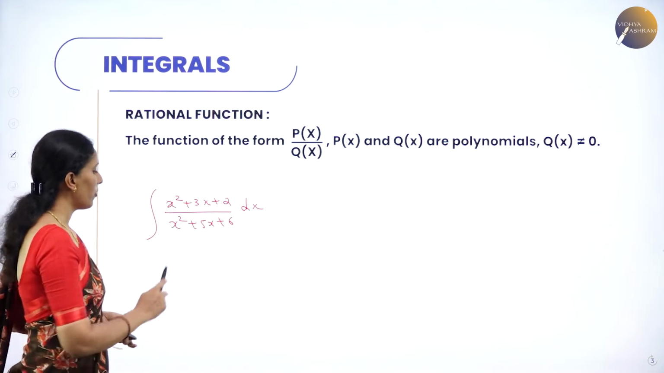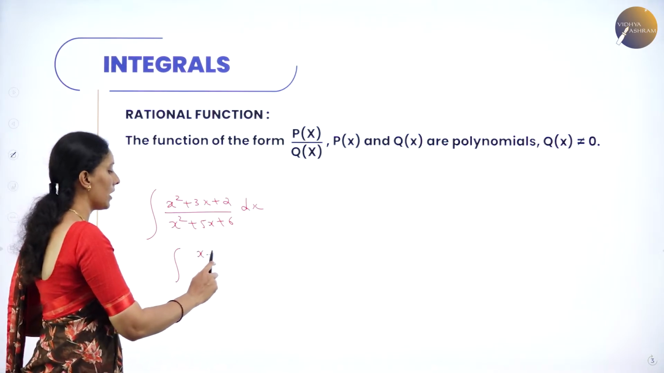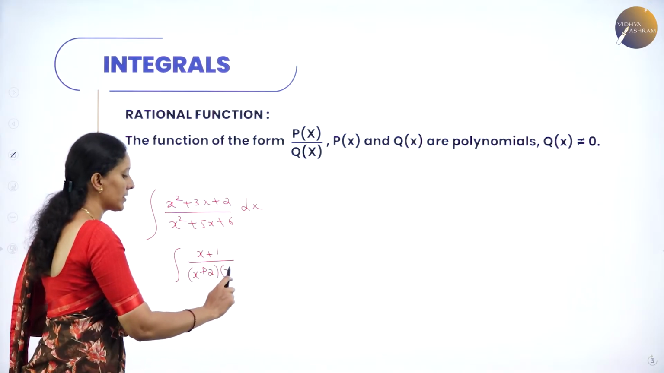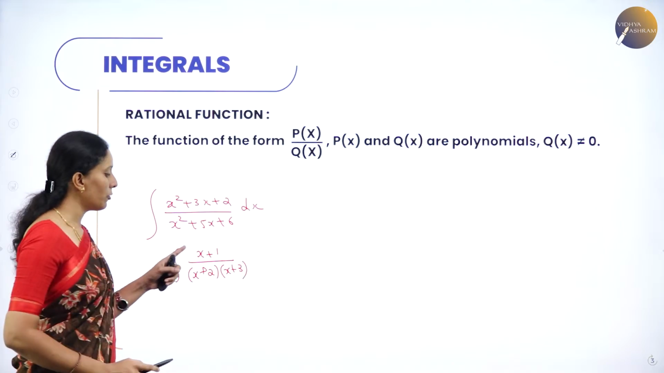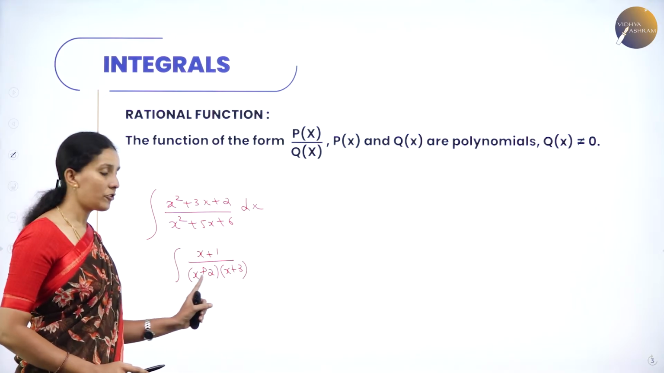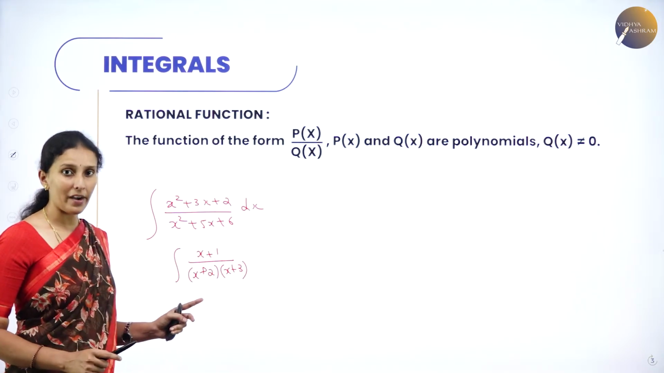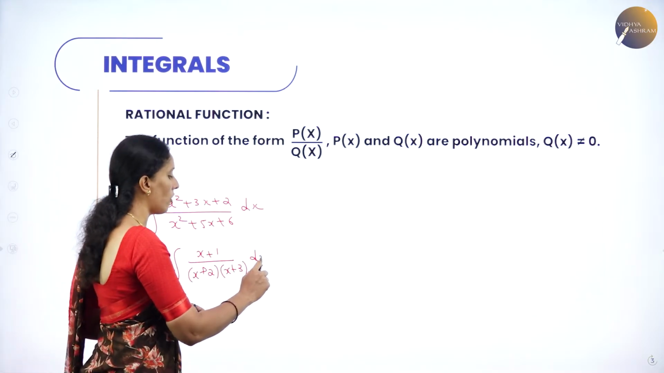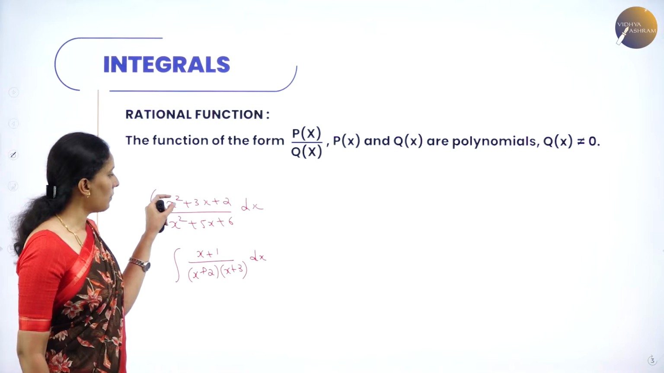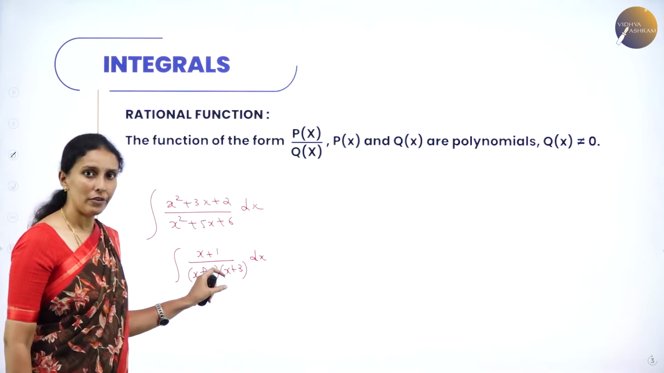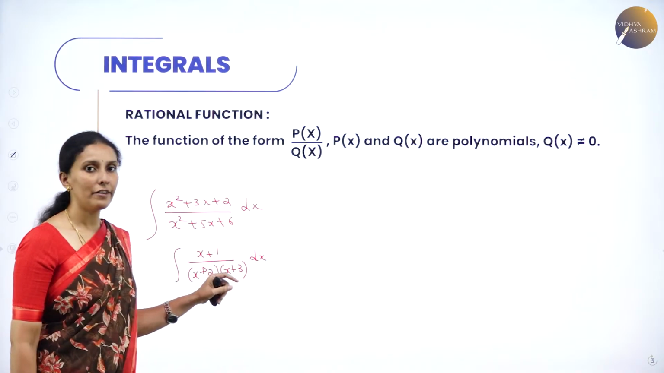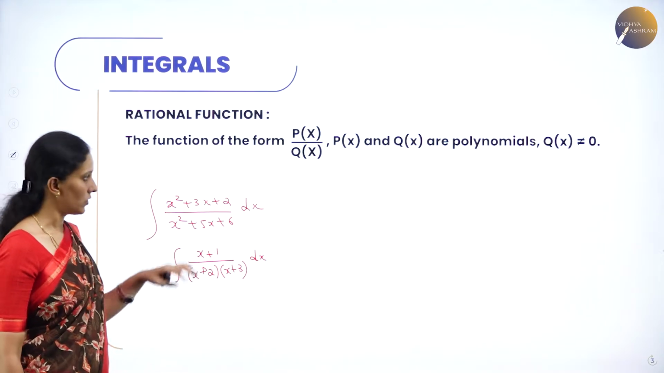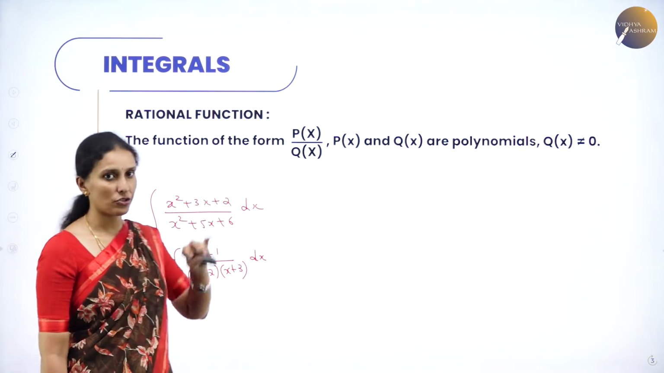Now I can give a few more examples. For example, x plus 1 divided by x plus 2, x plus 3. The numerator is a linear factor, and the denominator is a product of linear factors, which is a quadratic. Here also, whenever you are going to solve this, the polynomial is converted into linear factors, the linear factors are then separated, and then we will find the integral. So these are a few examples of rational functions.